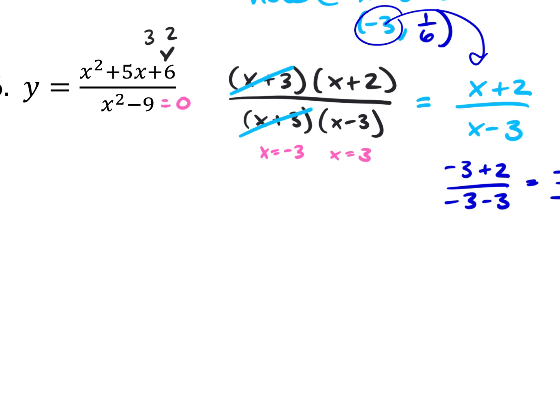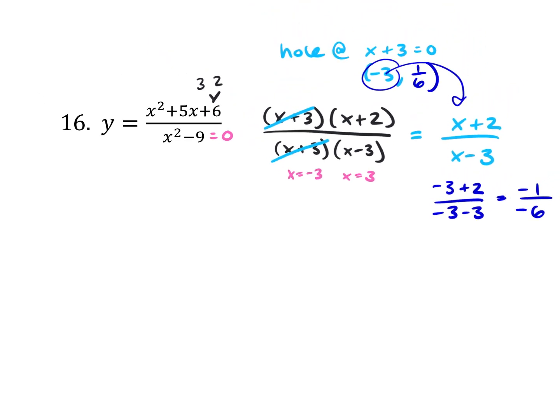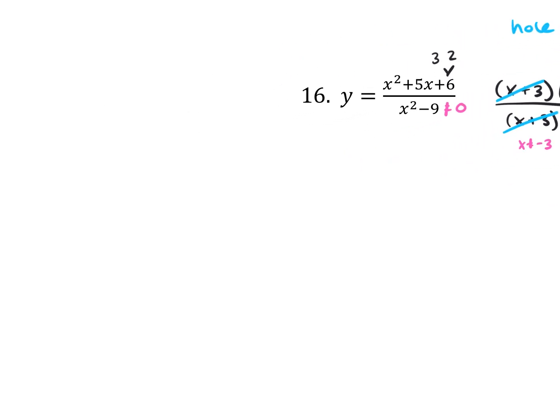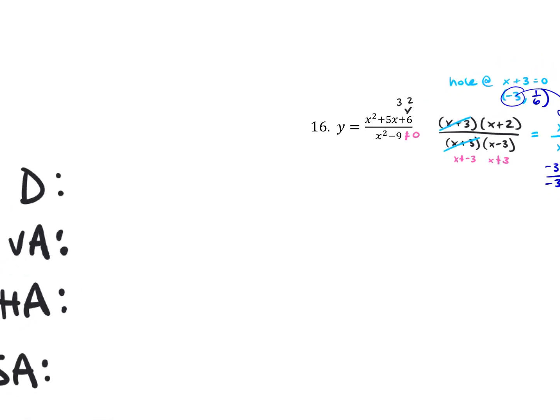So x can't be negative 3 or positive 3. We got to account for that hole in our domain because we've got a hole in the graph. So we got to show that gap in the graph in our domain. So we have to set the original not equal to 0. So x does not equal -3 or +3. How would I write that in interval notation? -∞ to -3, -3 to 3, and 3 to infinity.